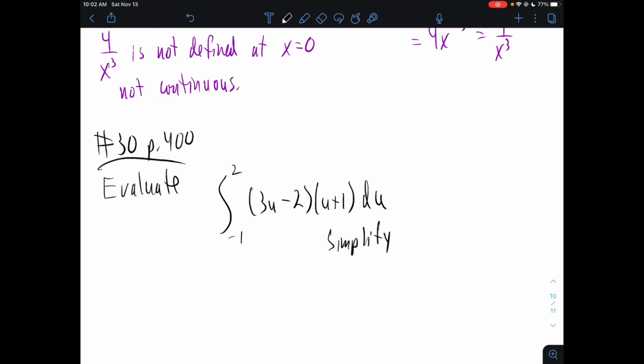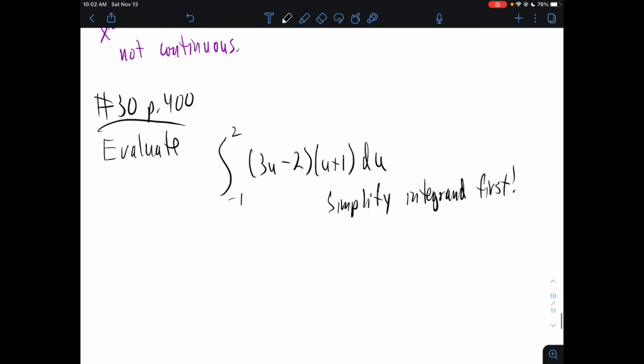Simplify the integrand first. How would I do that? Multiply. 3u times u, 3u squared. 3u times 1, 3u. Negative 2 times u, negative 2u. Negative 2 times 1, negative 2. Now, I can combine like terms.